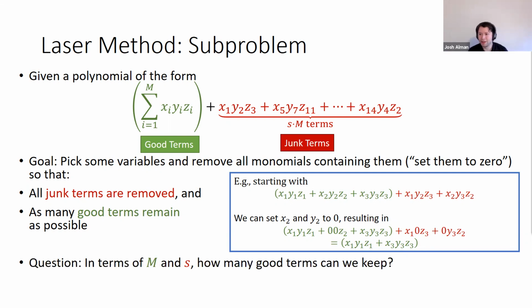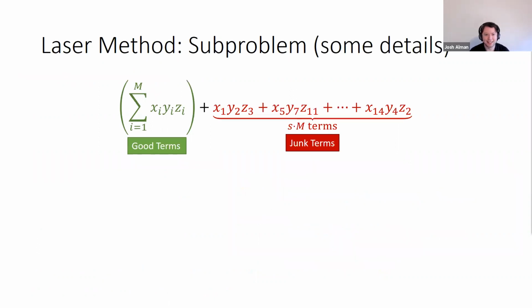And so the previous uses of the laser method, when they were solving this subproblem, at the end kept m divided by s of the good terms, and our improvement improves it to m divided by square root of s of the good terms. So we show a new way to choose which variables to set to 0 that keeps more of the good terms. So here's the idea.